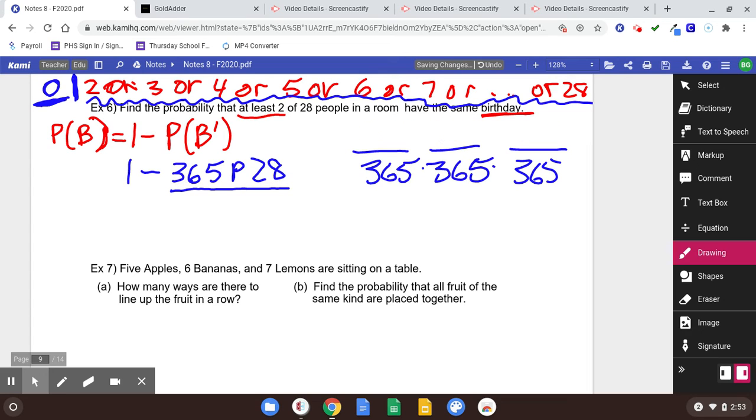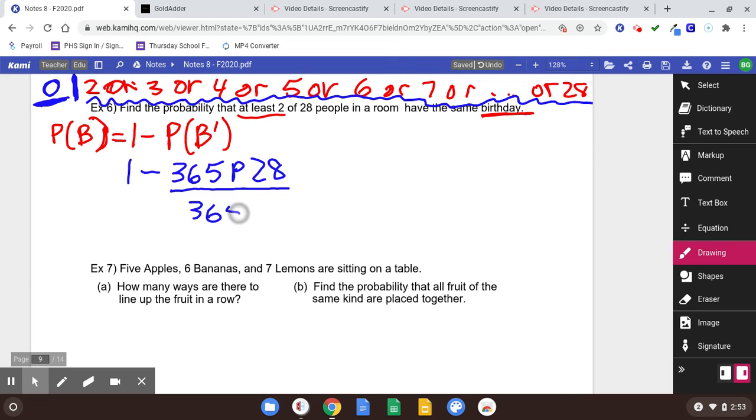Let's get rid of all that. I need that room. But anyway, it's out of 365 every single time. So that's kind of the formula, and we're gonna plug that into a calculator. We're gonna calculate that. All right. So the probability that at least 2 people out of 28 have the same birthday.